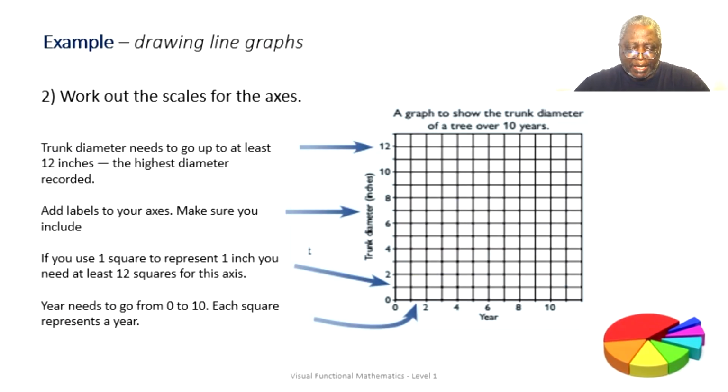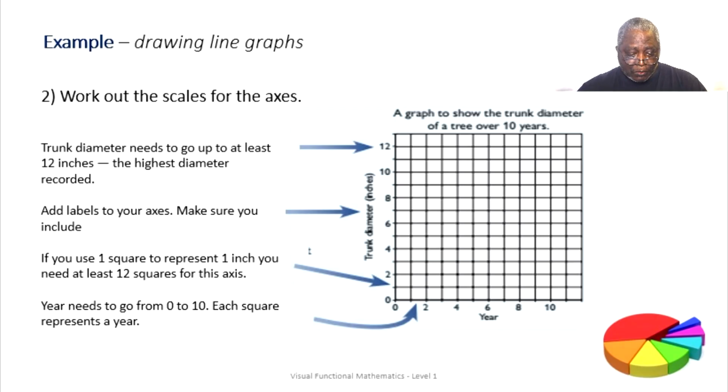Example on drawing line graphs. So work out the scale of the axis first, and then the trunk diameter needs to go up to at least 12 inches. So let's say we're working in inches. The highest diameter should be recorded. Add labels to your axis. Make sure you include the trunk diameters from 2, 4, 6, 8, 10, 12. If you use 1 square to represent 1 inch, you need at least 12 squares for this axis.